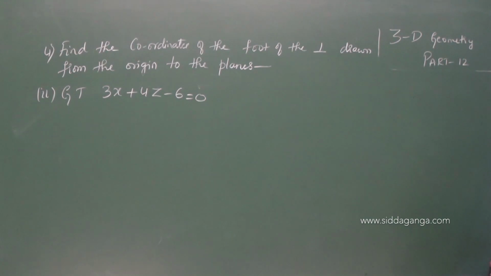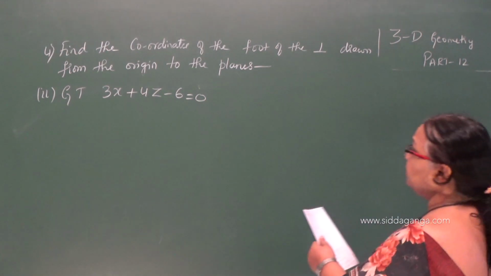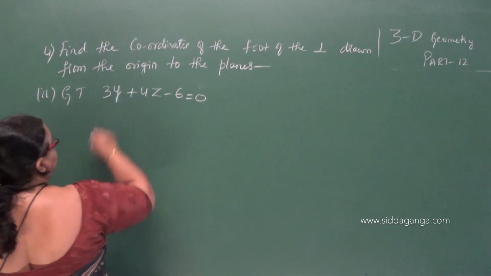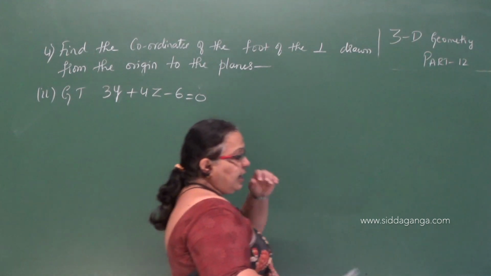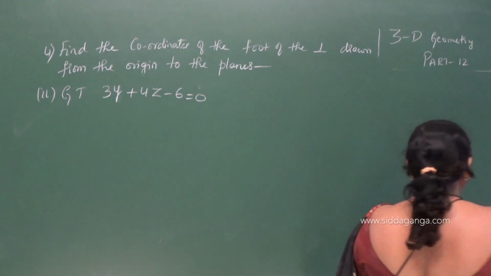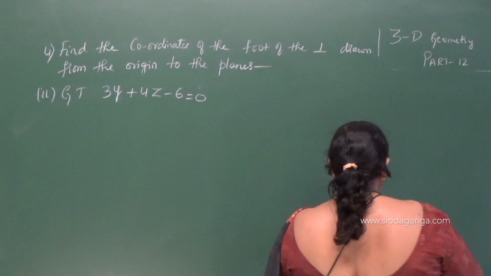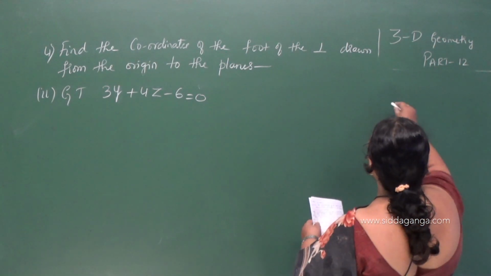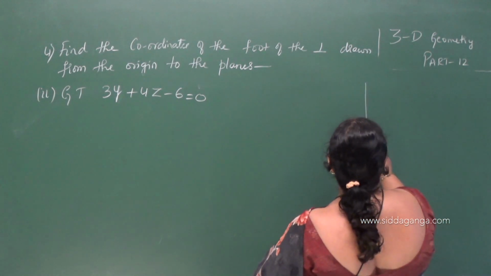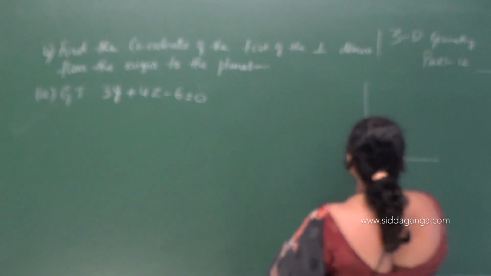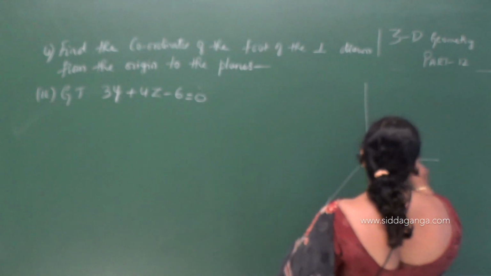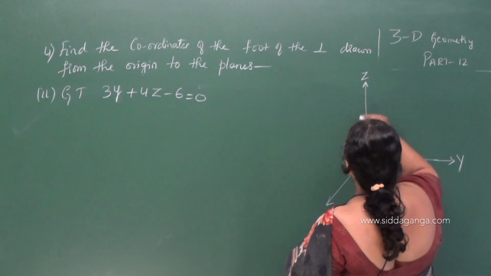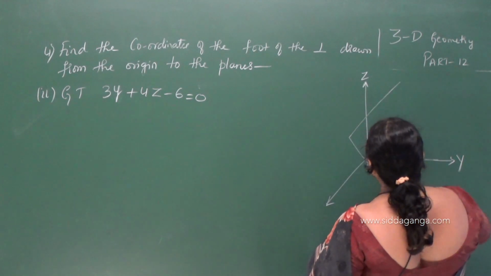3y plus 4z and 3y, not x here, 3y. Last class, the same way we did, draw a figure and you will understand. Now you draw, just to know how we have to find. y, z, and this is the plane.